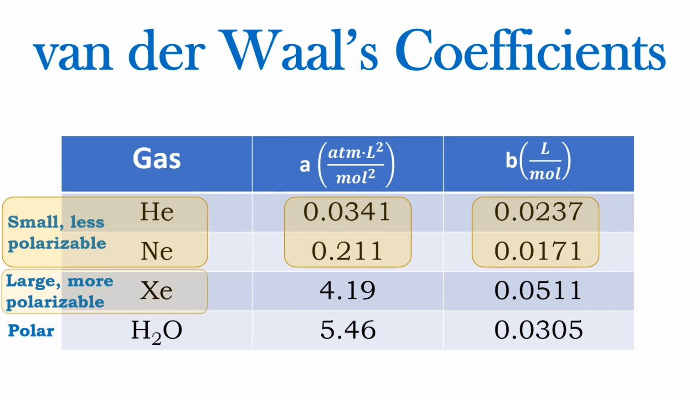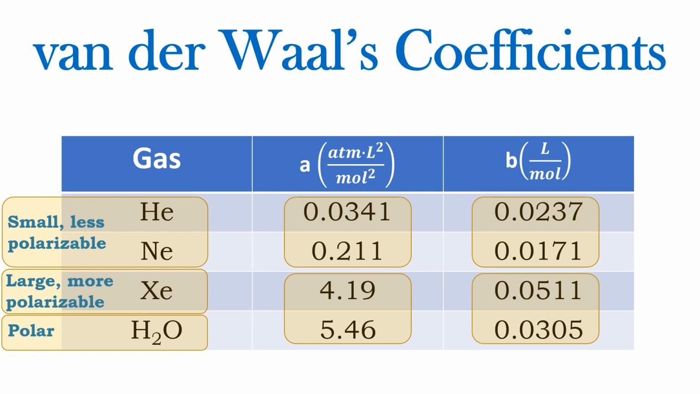Xenon is a very large atom compared to helium and neon, and thus more polarizable. Therefore, xenon atoms interact strongly with each other. Water is a very polar molecule, thus exhibits strong intermolecular interactions. The coefficients for xenon and water are much larger.